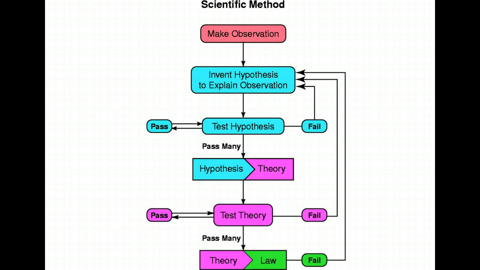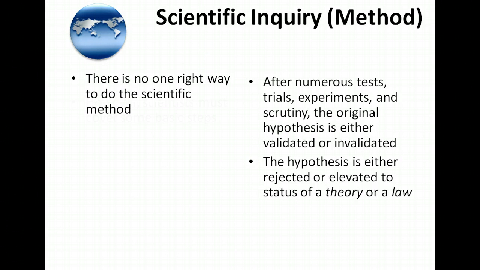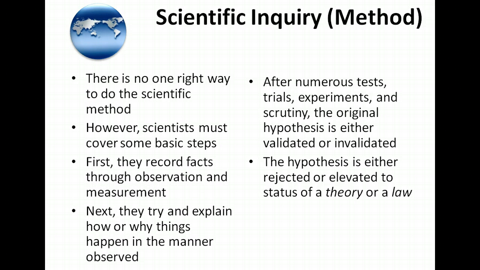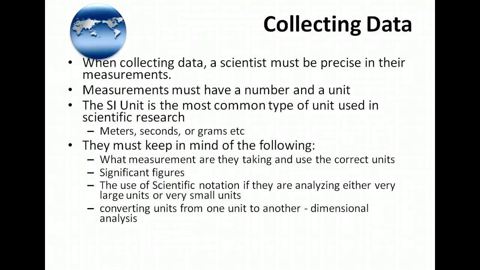Here are the steps of the scientific method. Notice the arrows. Okay, so sometimes you have to rearrange your steps a little bit and retest, especially if the hypothesis was not met. There's no one right way to do the scientific method, but you need to at least have your hypothesis, your objective, record your observations and your measurements, and try to explain what's going on. Okay, and then, like I said earlier, your hypothesis is either rejected or elevated to the status of a theory or a law. Now we come to the collecting data part.